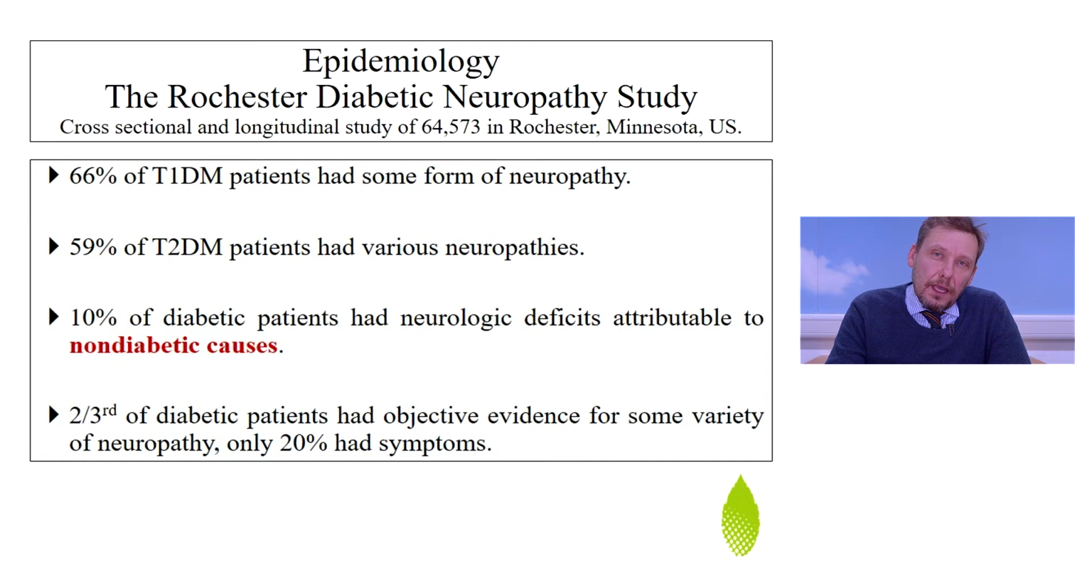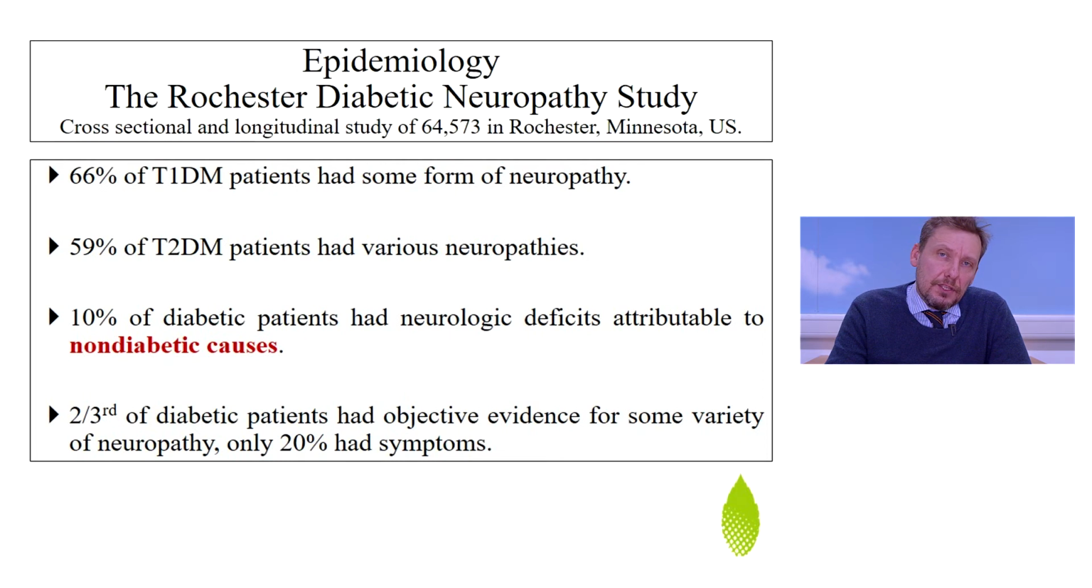Demonstrated here is one of the original and probably more robust epidemiology studies of neuropathy. The Rochester Diabetes Neuropathy Study was a cross-sectional and longitudinal assessment of some 65,000 patients with type 2 diabetes and was conducted in the United States in the early 1990s. Around 2/3, over 60%, of patients with either type 1 and type 2 diabetes had some form of neuropathy documented as a result of this particular study.